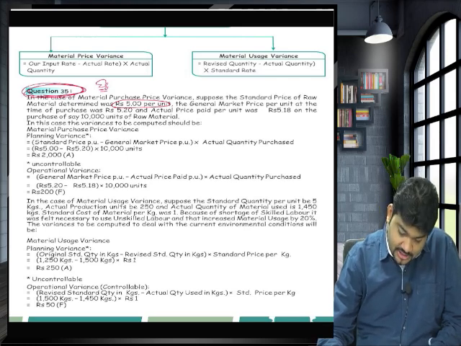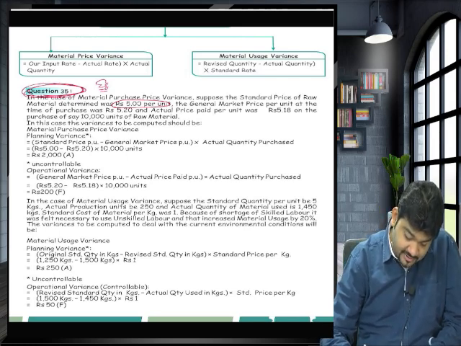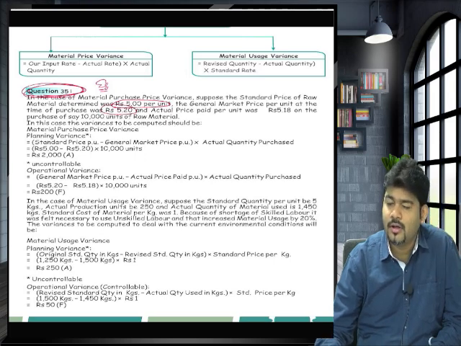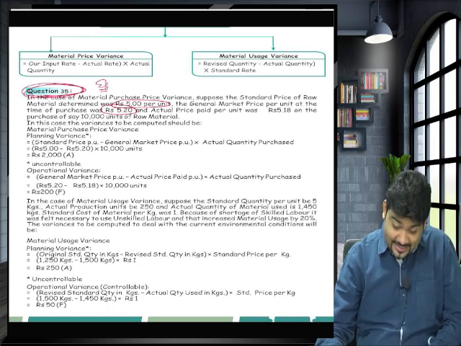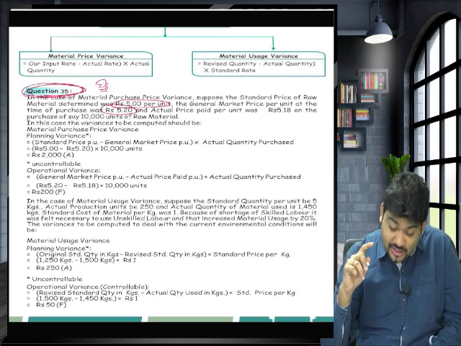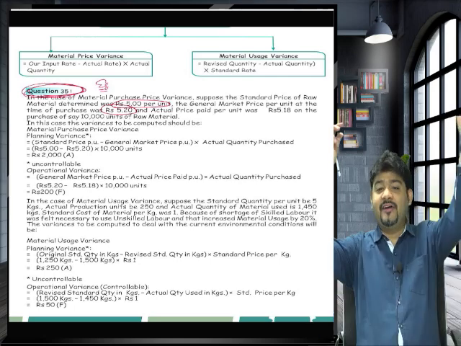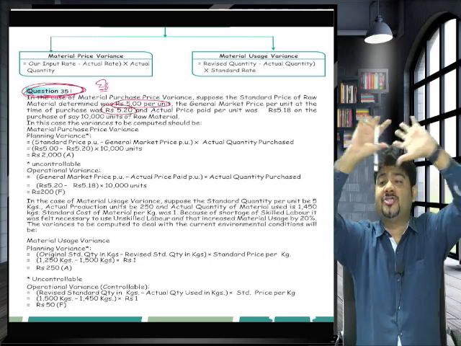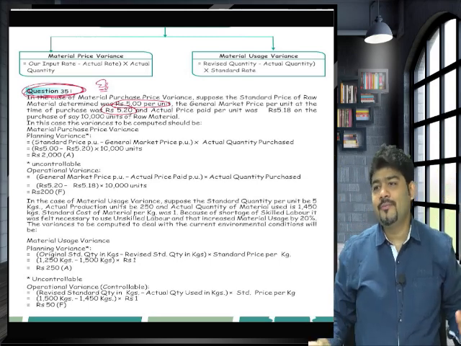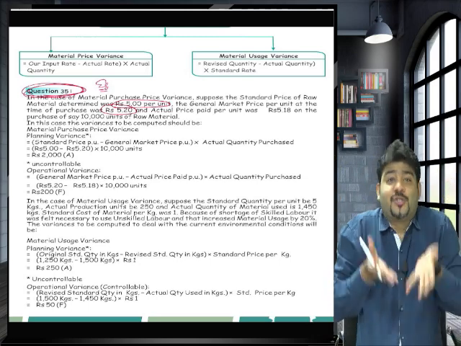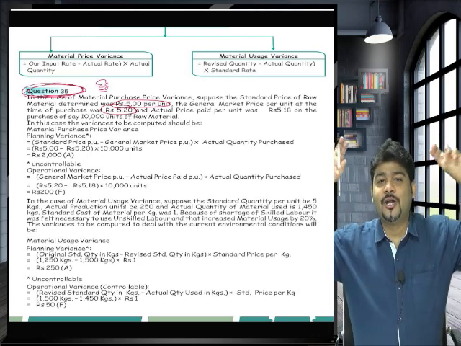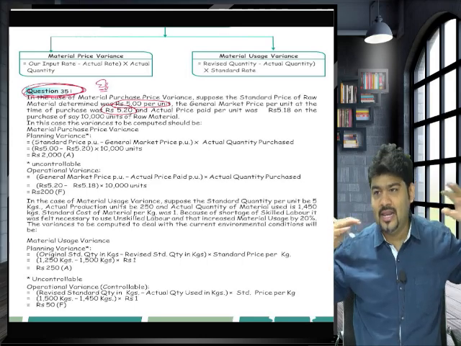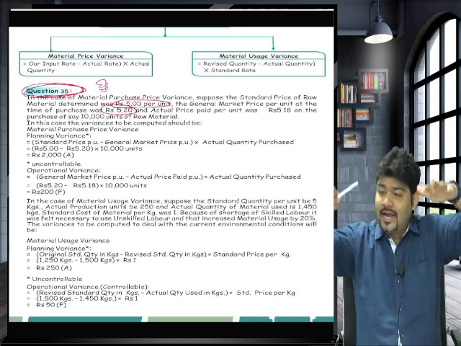The general market price per unit at the time of purchase was 5.20. Can anybody tell me what is this 5.20? That is your revised standard. They are trying to say that general market price, the revised standard, brings you to the general situation of the market. What does revised standard do? It brings you to a controllable level. Controllable level means what is the market condition?